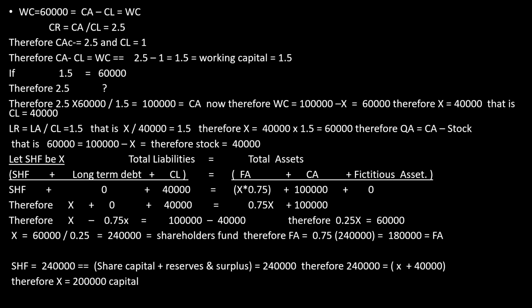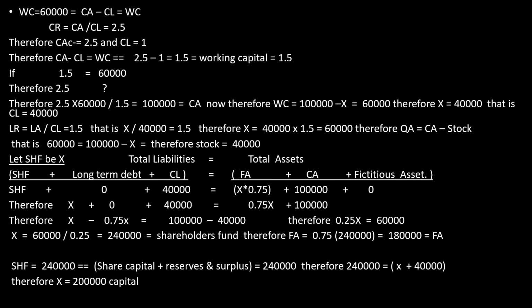Now, shareholders fund. The problem says shareholders fund to fixed asset is 0.75. Therefore, let us assume the shareholders fund will be X. I told you long back.